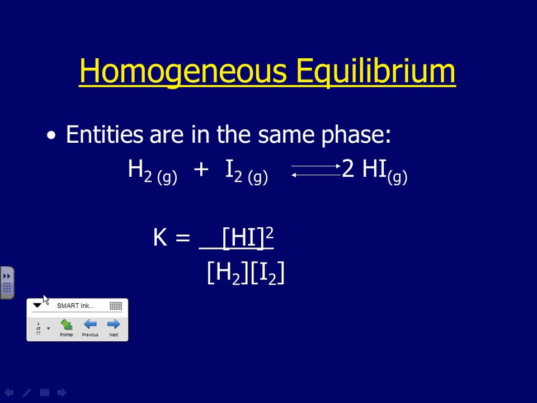All right, nothing magical here. They're all gases, which means they're all included in the equilibrium expression. Product, concentration of the product, squared over the concentration of the reactant times the concentration of the other reactant. Nothing earth-shattering there. No questions on that, is there?